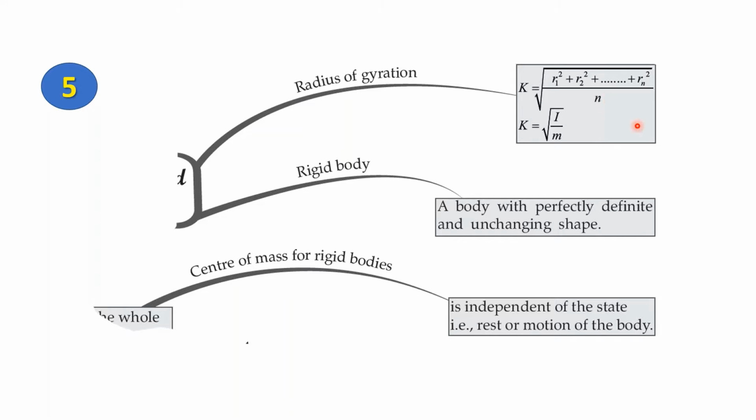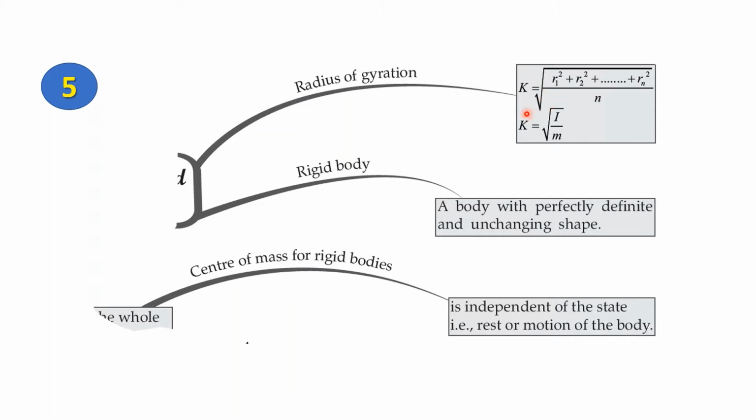Now if you have two particles A and B, with the position of A being R1 and the position of B being R2 from the center of mass, we will write the radius of gyration as the square of the position of the first object plus the square of the position of the second object, divided by 2, and then put it under a square root. So that gives you the radius of gyration.